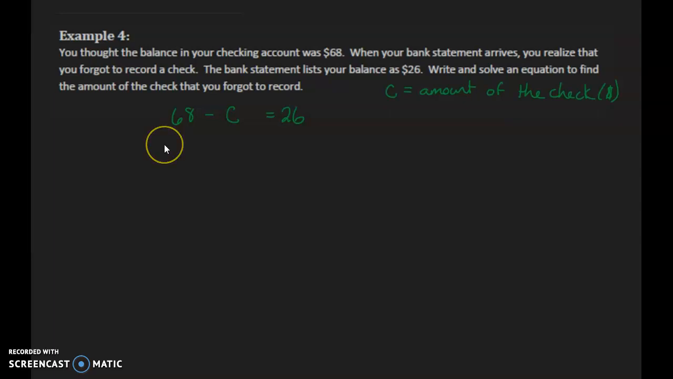All right, so 68 is positive, so we are going to subtract the 68. So we have negative c. 26 minus 68 is negative 42. And remember, this negative is like a negative 1. So then we're going to divide by negative 1 on both sides. So c equals $42. And that is the amount of the check that we forgot to record.